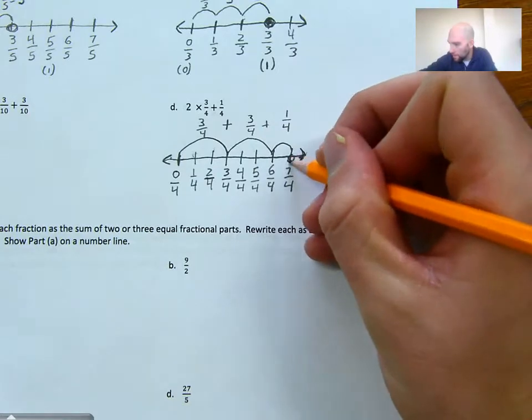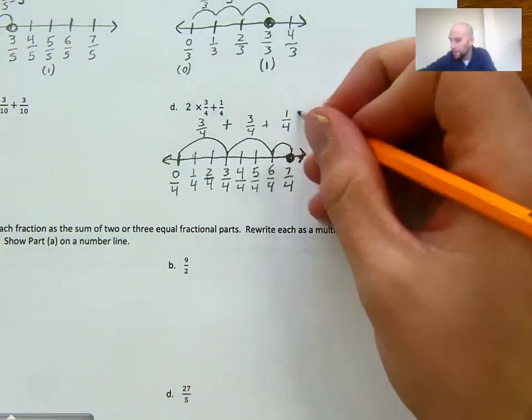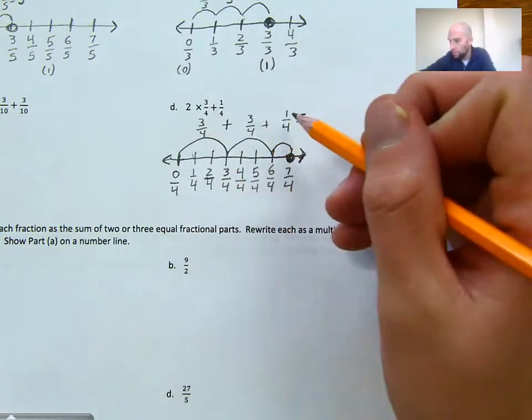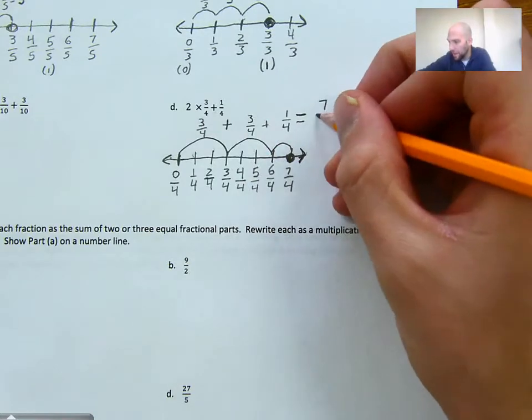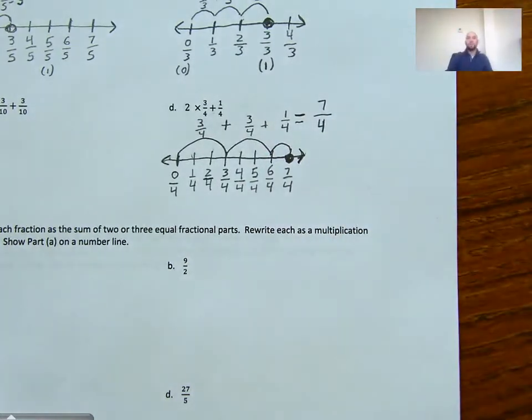We fall right here on our number line at 7/4. And if we add our numerators together, we see that we get 3 plus 3 plus 1 is 7. And we keep our denominator the same. Our denominator doesn't change when we add fractions with the same denominators. 7/4.